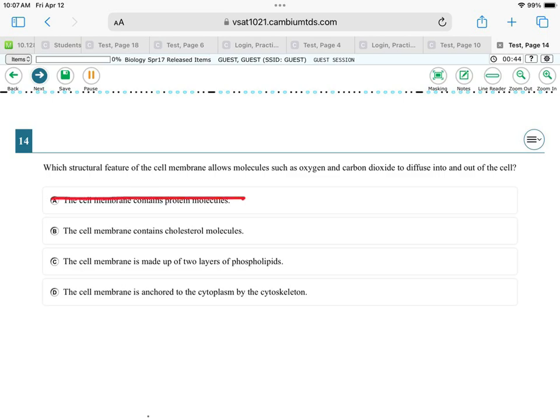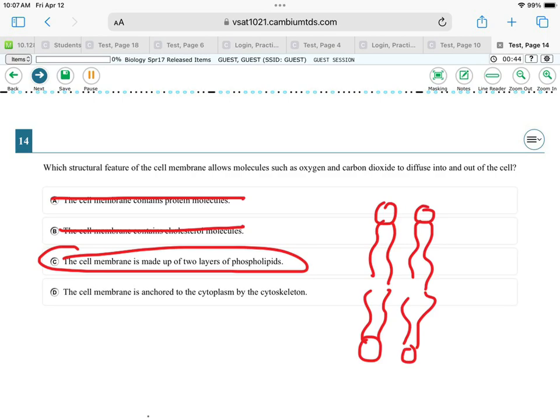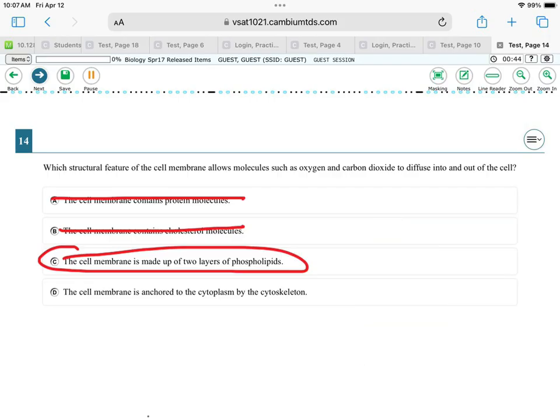No. The cell membrane contains cholesterol molecules. Also true sometimes, but is that how oxygen and carbon dioxide get out? No. The cell membrane is made up of 2 layers of phospholipids. So remember, those little phospholipids make kind of a loose weave, like a loosely woven sweater or blanket. And that's what allows stuff to go in and out of the cell membrane. This last one, the cell membrane is anchored to the cytoplasm by the cytoskeleton. It's also true, but it's not how the oxygen and carbon dioxide get in and out.